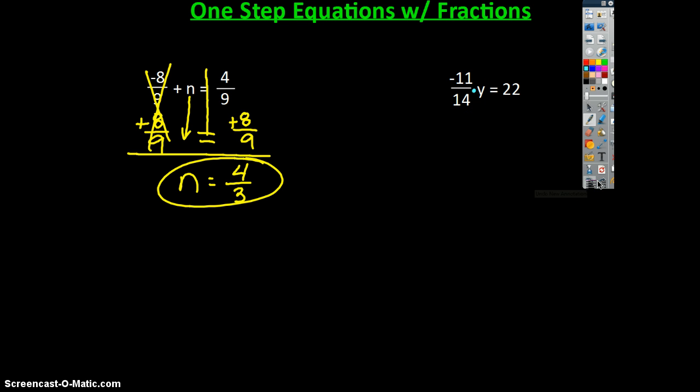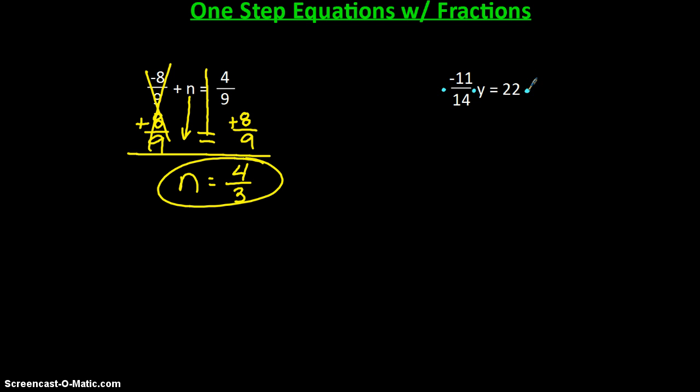So in order to get that 1y, we need to multiply both sides by the reciprocal of negative 11/14. I know my guys would say, hey, keep, change, flip. So we are going to keep this negative 11/14 the same. We're going to change that to a multiplication, and then we are going to flip it as 14 over negative 11.